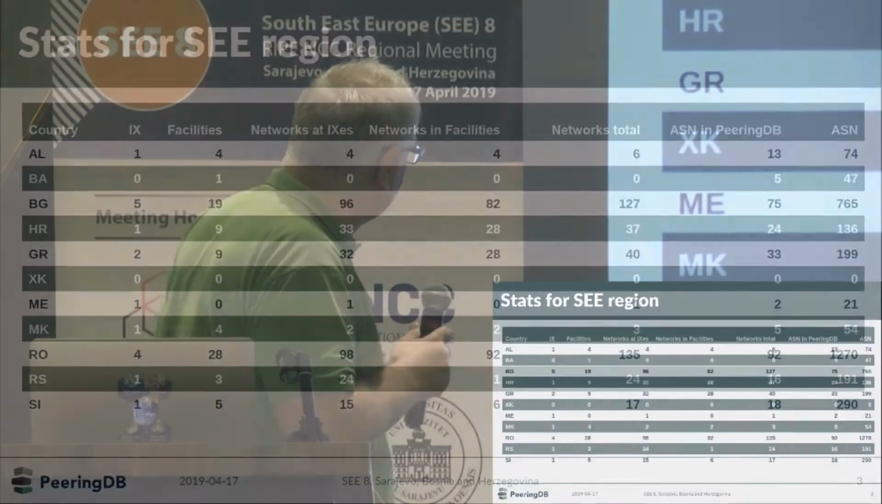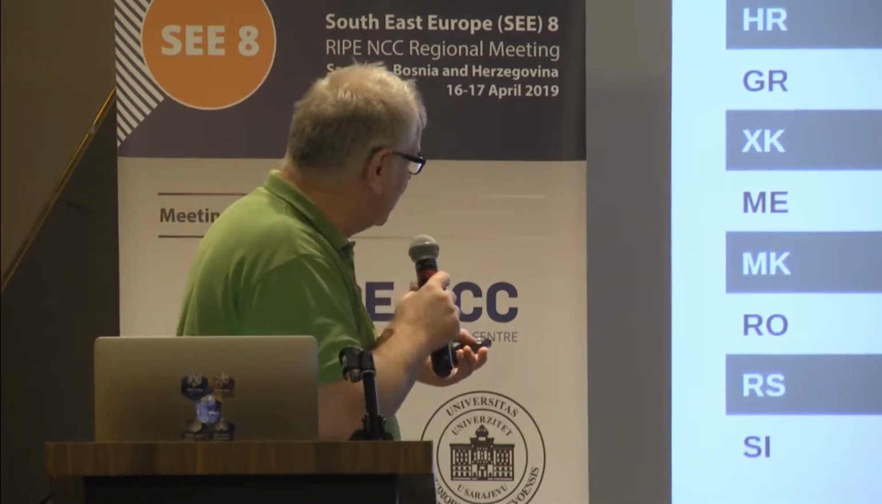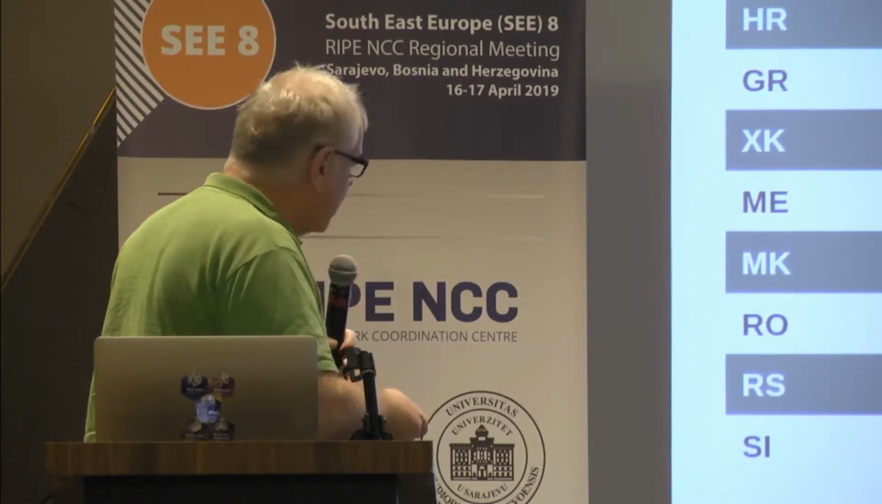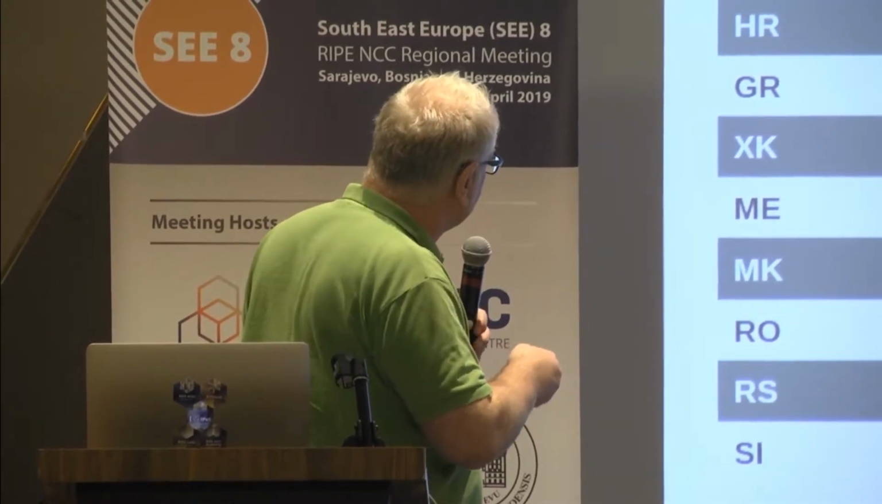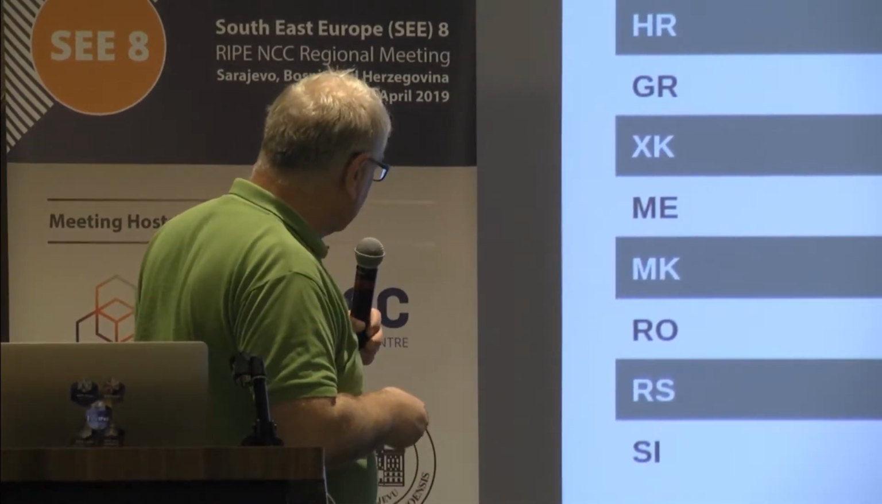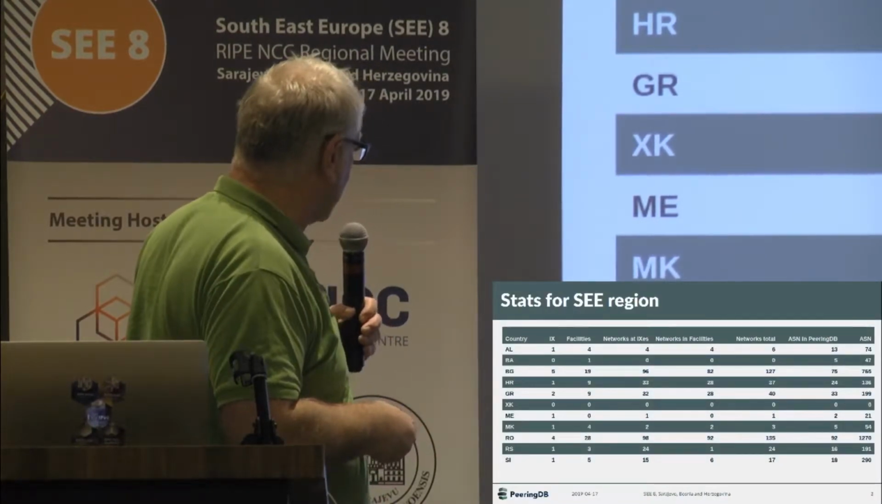Or, for example, over here, we have one facility, but we have no network registered at this facility, which is a little bit strange. I do not know how it comes, it would be interesting to look it up. So what we definitely see is we still have some countries without one. We know over here we will have an internet exchange very soon. In Kosovo, we do not have one. In all the other countries, luckily, we already at least have one.